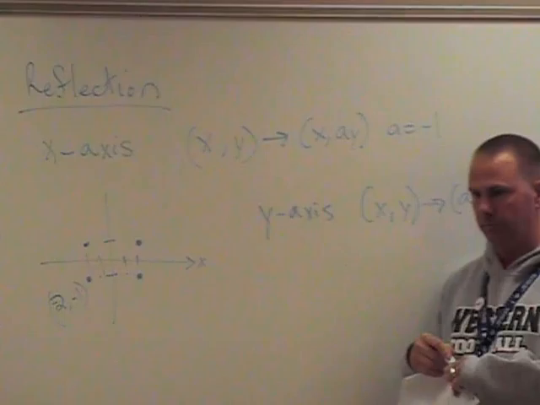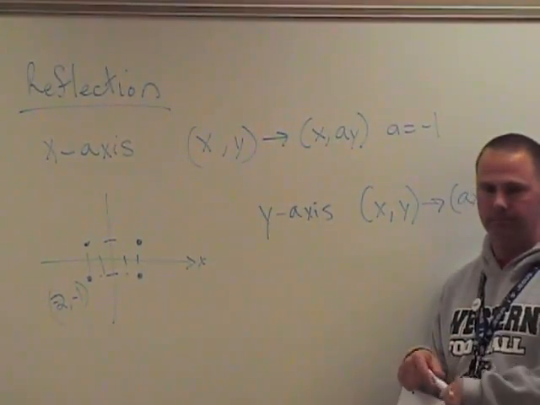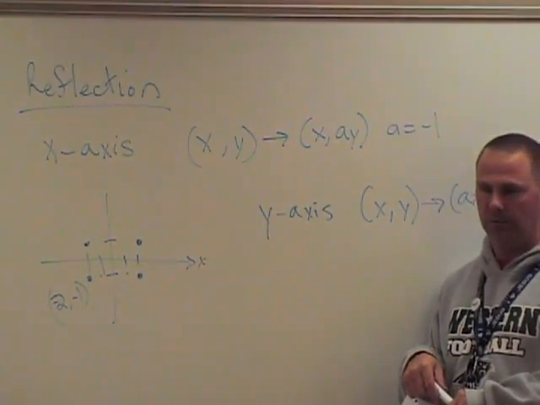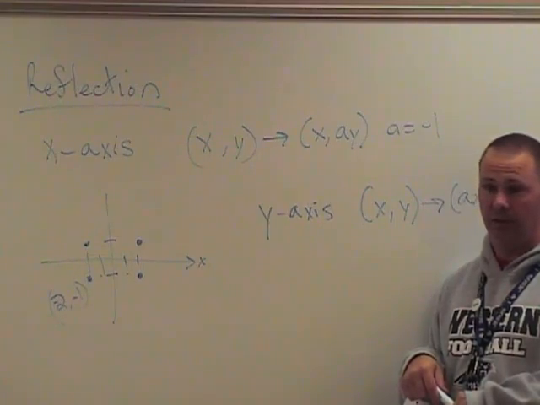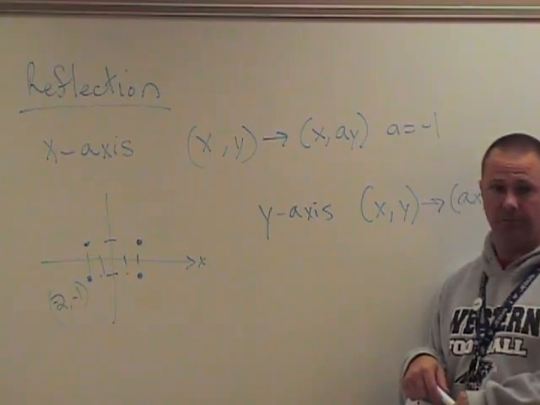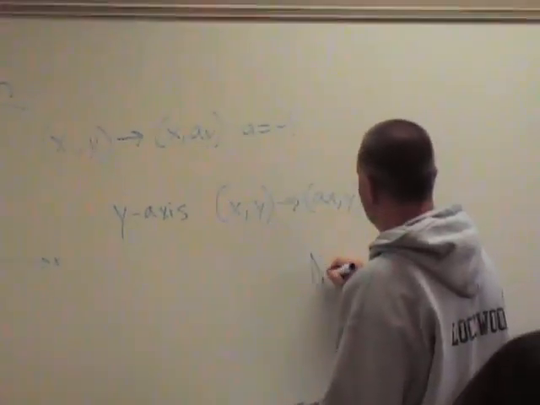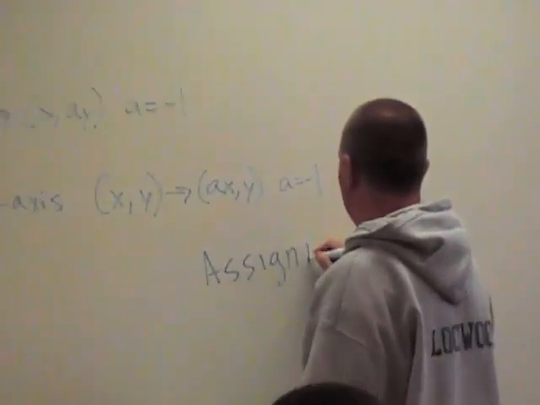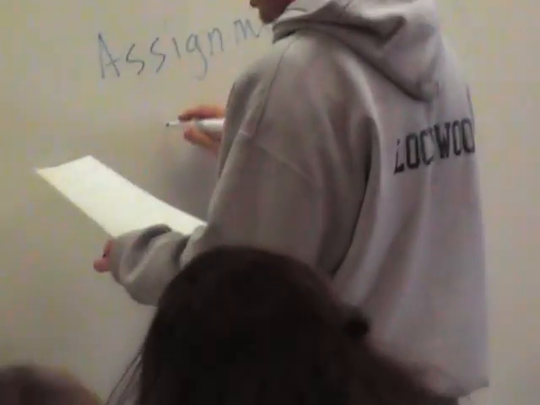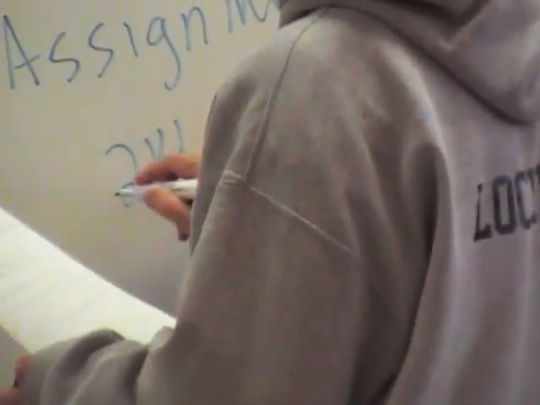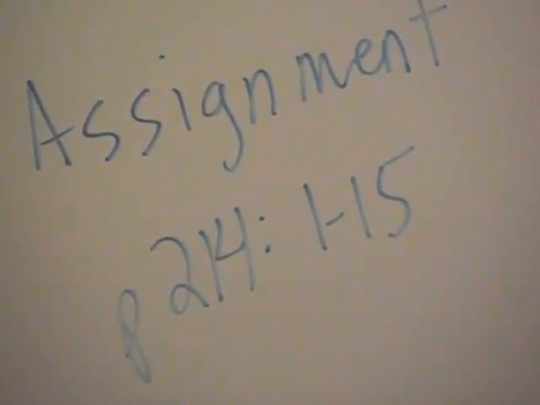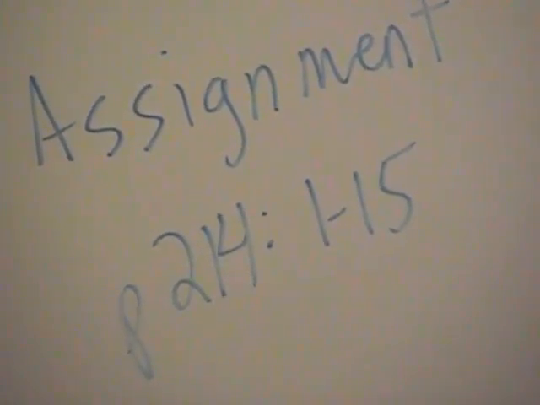Next, reflection. If I'm going to reflect it about the x-axis, it's going to be like a mirror. Everything's backwards in the mirror, right? So a reflection is just like that. The mirror is, in this case, the x-axis. This is what it looks like for a rule: A times y, where A equals negative 1.